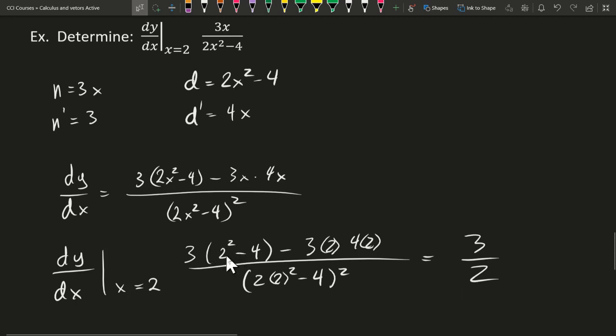This is 0, 4 squared. 2 squared minus 4. So this whole term is 0. And maybe this is like 12. This is 12. 3 times 4 is 12 times another 4 is 48.